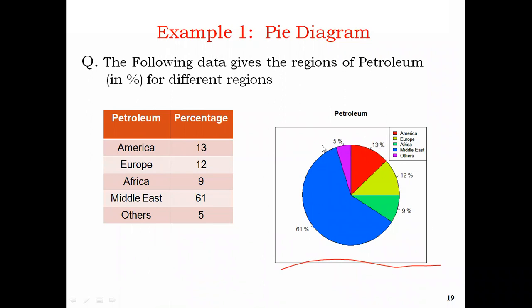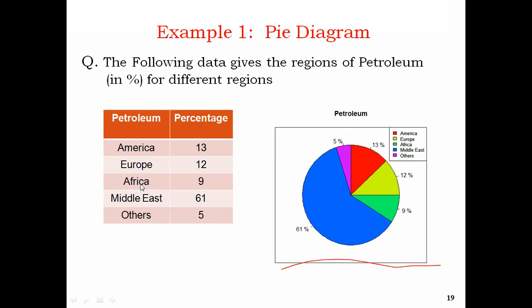So this is the diagram, and I have given the legend at the top right, so that's why these legends are coming on the right side at the top. Now you see 13% for America, shown in red color. For Europe the given percentage is 12, and this light green color is your Europe, at 12%.